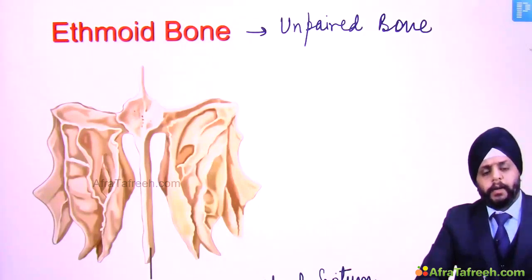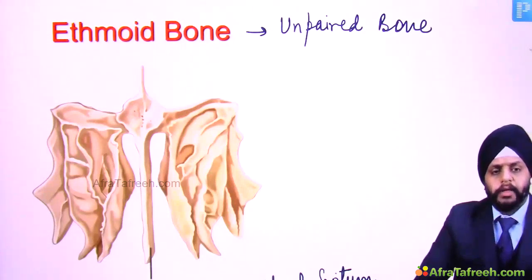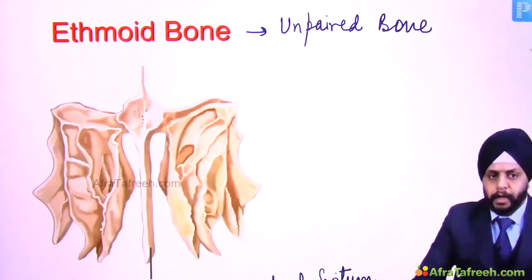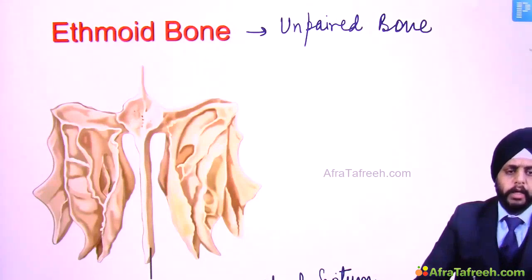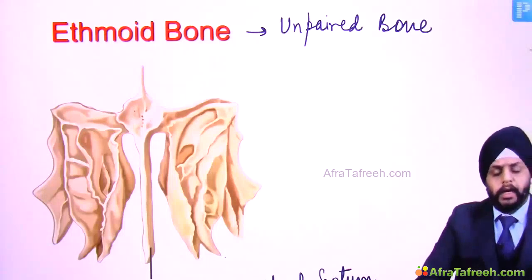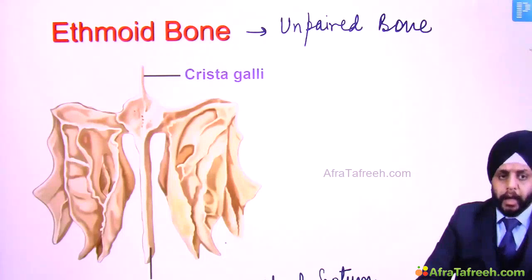Right, so we have the perpendicular plate of ethmoid bone. Remember, it divides the nose into two nasal cavities, right and left. Now this perpendicular plate of ethmoid bone extends upwards into the cranial cavity, also in the anterior cranial fossa, and there it is known as crista galli.